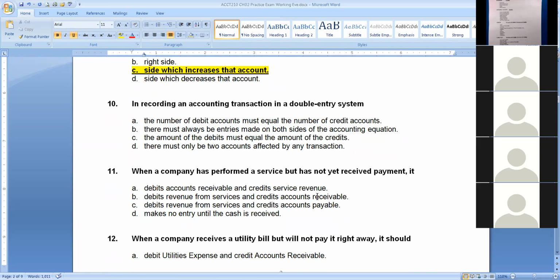And recorded any account transaction in a double entry system. Now, double entry, this means that there has to be at least two accounts. It's not going to balance if there isn't. So the question is, what does that mean?